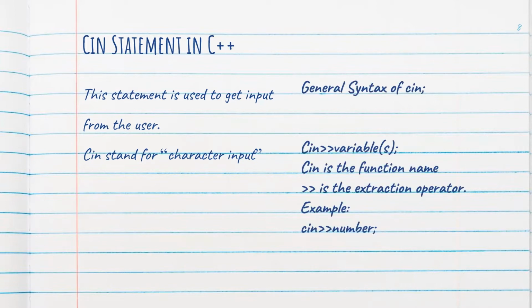The syntax of the cin statement is very simple. You first write the cin function name. After that, you write the extraction operator, which is two greater than signs. And after that, you write the name of the variable. You can use multiple variables here, but you have to separate all the variables with the extraction operator. I have mentioned an example here, which is cin extraction operator number. So in this example, the value that the user will enter will be assigned to this variable number.